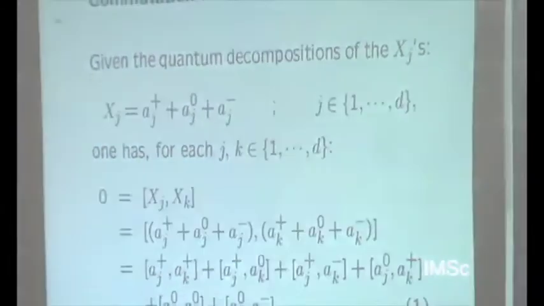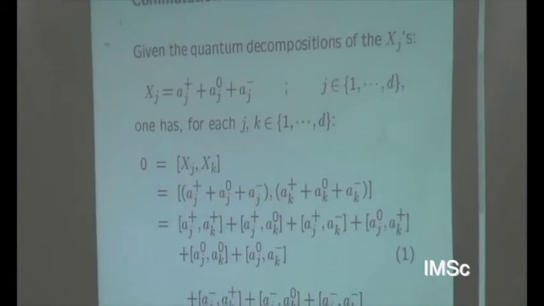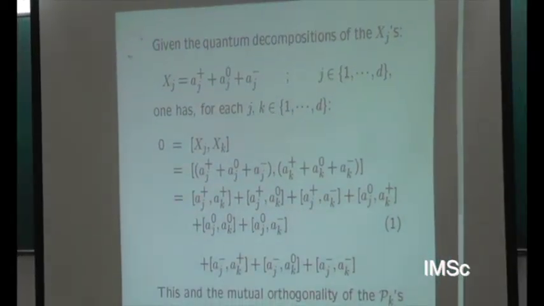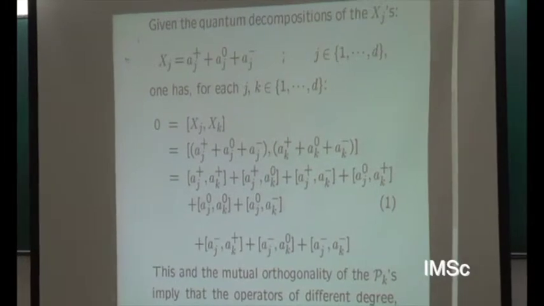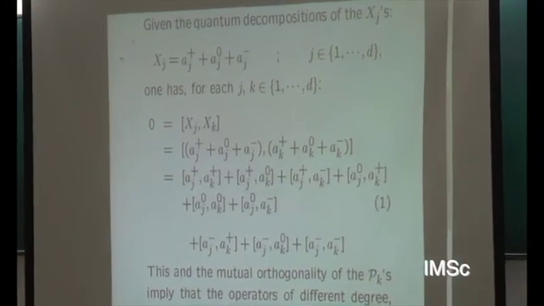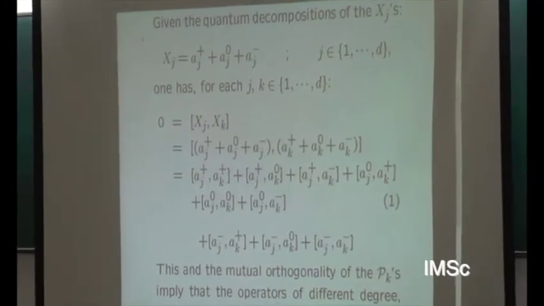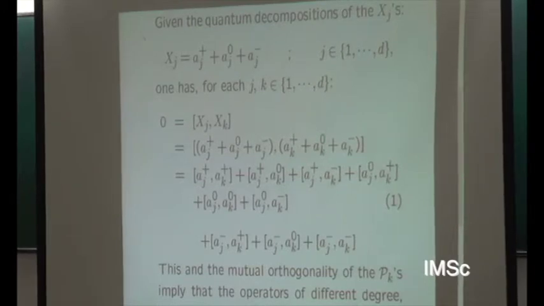First of all, let me recall something that we already mentioned last time, namely the fact that we deduce non-commutativity from commutativity. Recall that we have the decomposition of the self-adjoint operators xj, which are the coordinate operators.